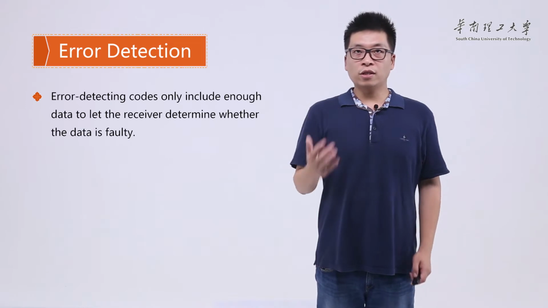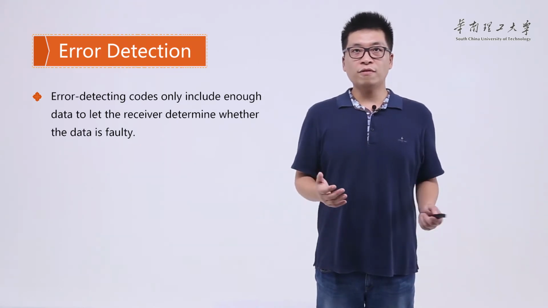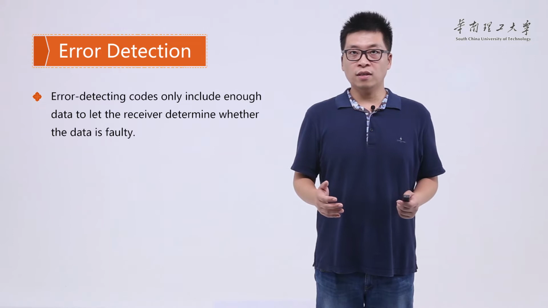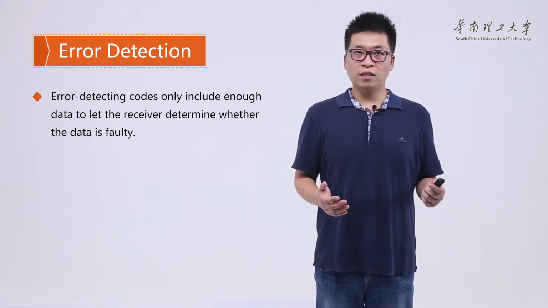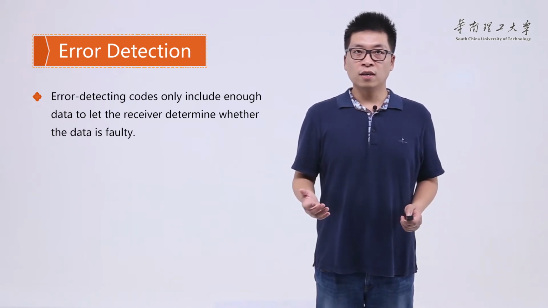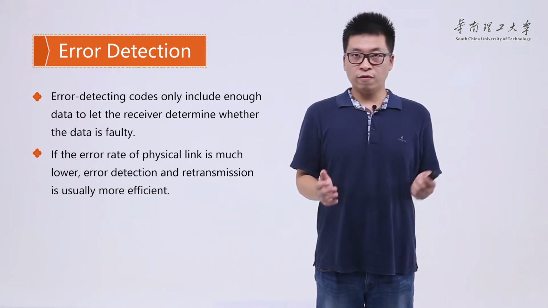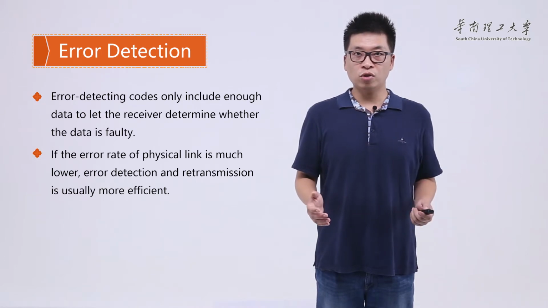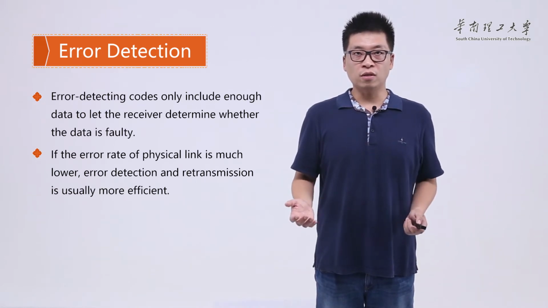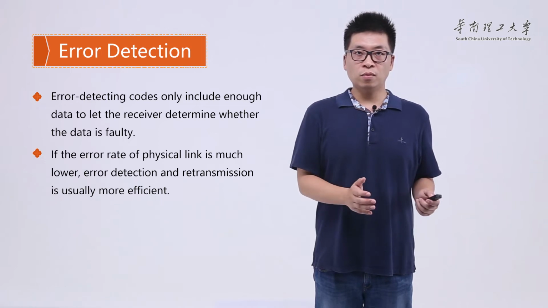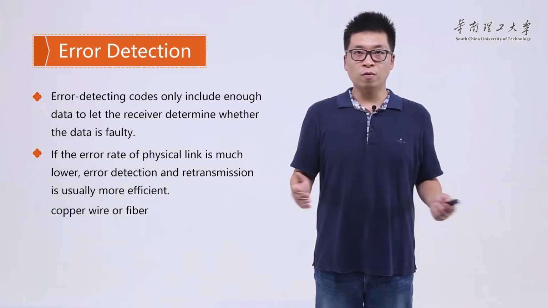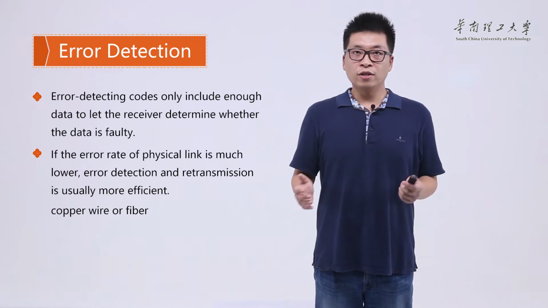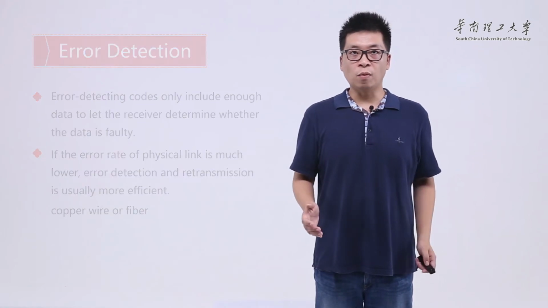Hello, the topic of this section is error detection. Error detecting codes only include enough data to let the receiver determine whether the data is faulty or not. If the error rate of the physical link is much lower, error detection and retransmission is usually more efficient, such as in a network with copper wire or fiber, where the error rate is relatively low.